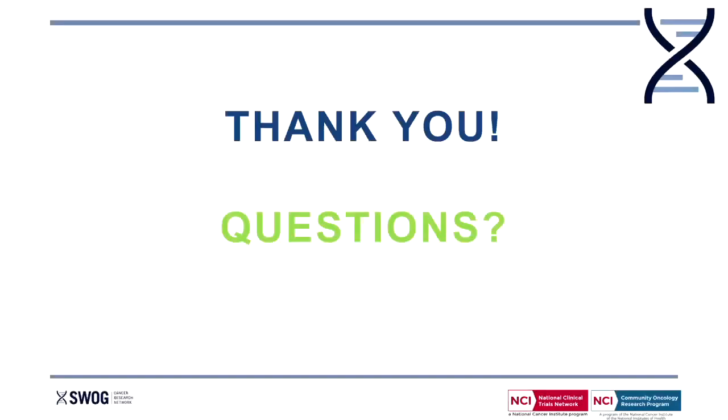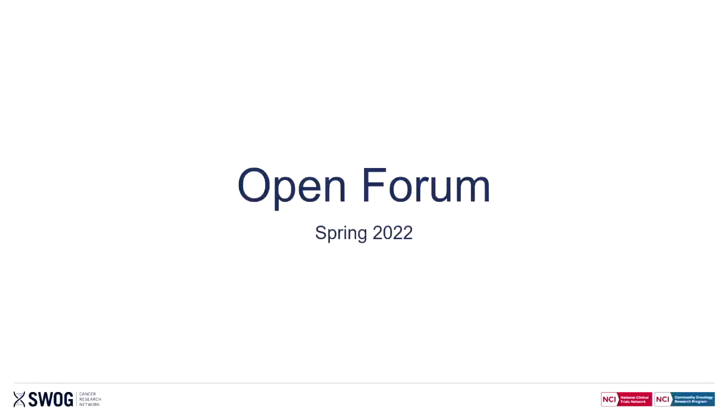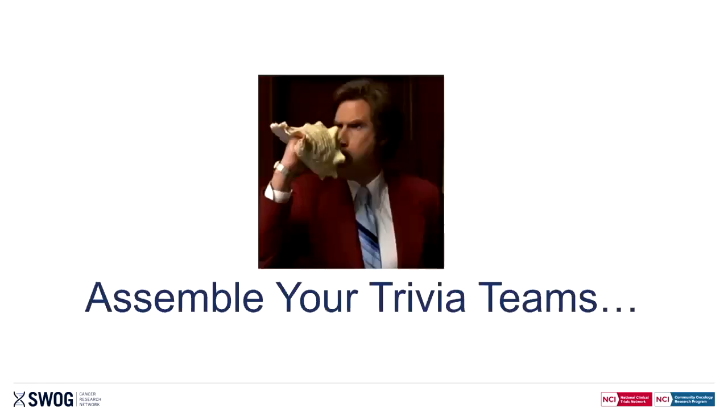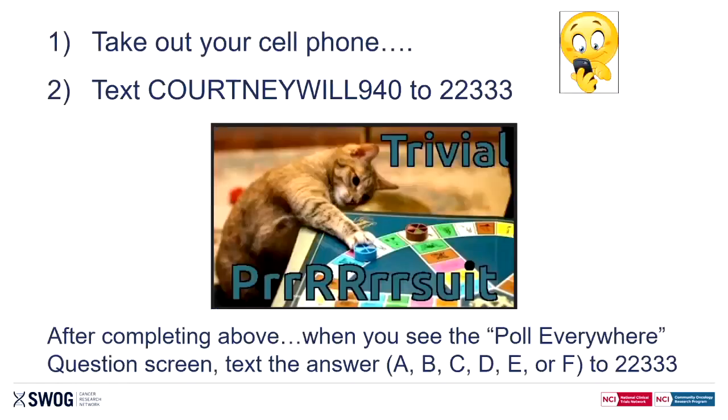So if you can pull out your phones, I know that they gave the option of going to an email address at last night's meeting. Perfect. Don't do that. Stick with the text version. Just waiting for everything to catch up. You are going to text to the number 22333. Don't do it in reverse, because I tried that and it doesn't work. And then to that number, you're going to text Courtney Will, there is no E and that's intentional, 940.